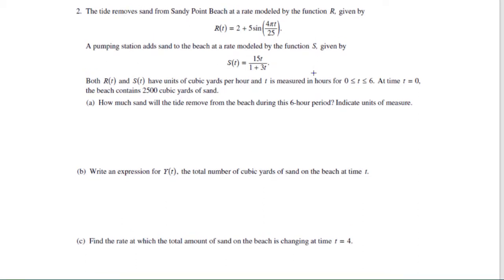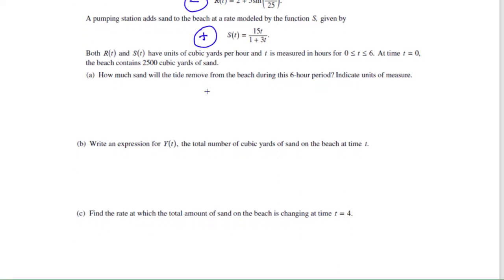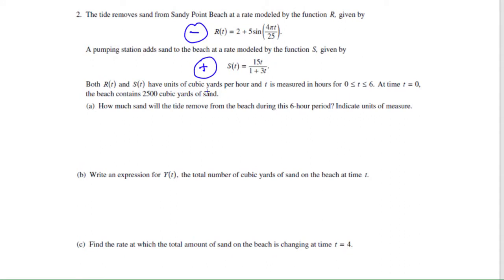Number 2, Sandy Point Beach is doing this thing. So this is the removal. So write a giant negative sign here, a giant positive sign here. The pumping station adds sand to the beach. I'm actually curious if that actually happens in real life. Do they pump in sand somewhere? Maybe. I imagine in the fancier places they do. They'll have money for that.